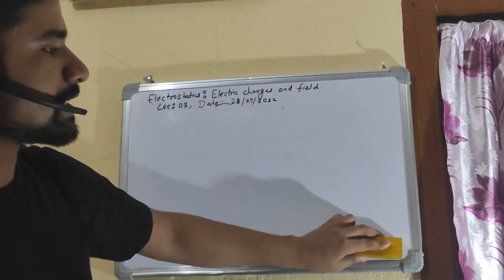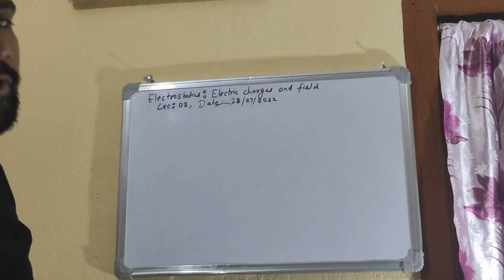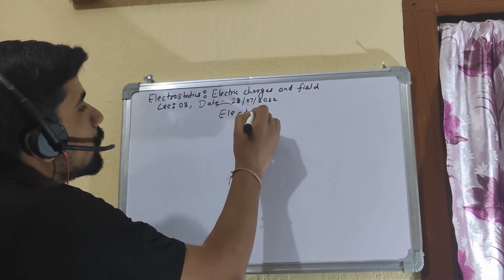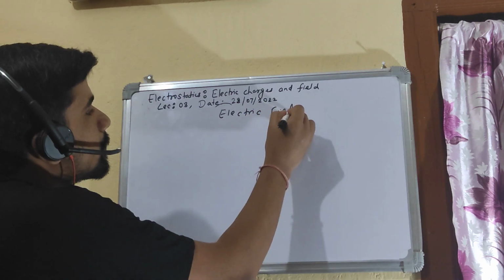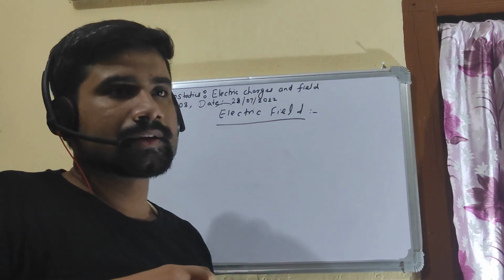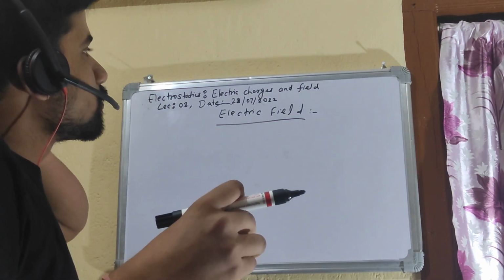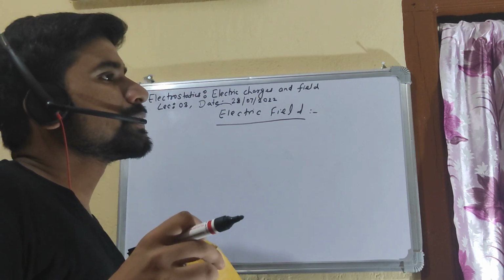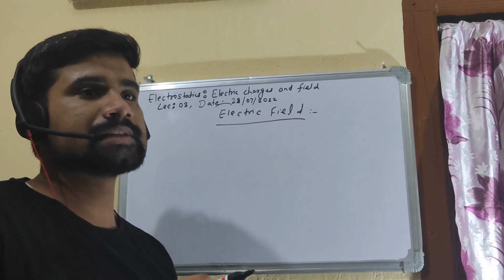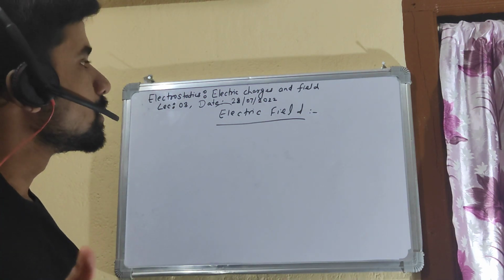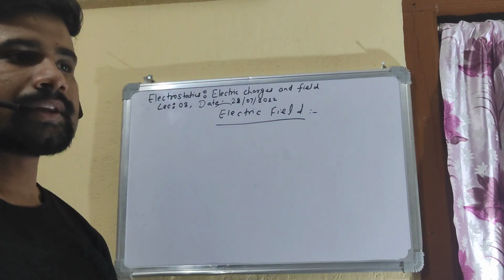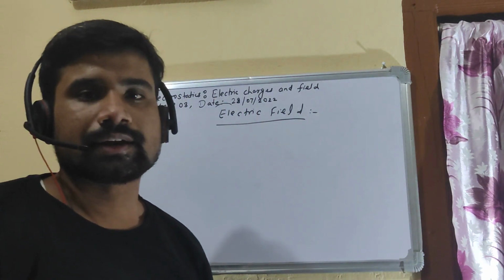Today I'll start with a topic called electric field. What exactly is a field? The word field indicates a region, basically a region of space. The name itself indicates it is the region of space where the charge can show its effect.